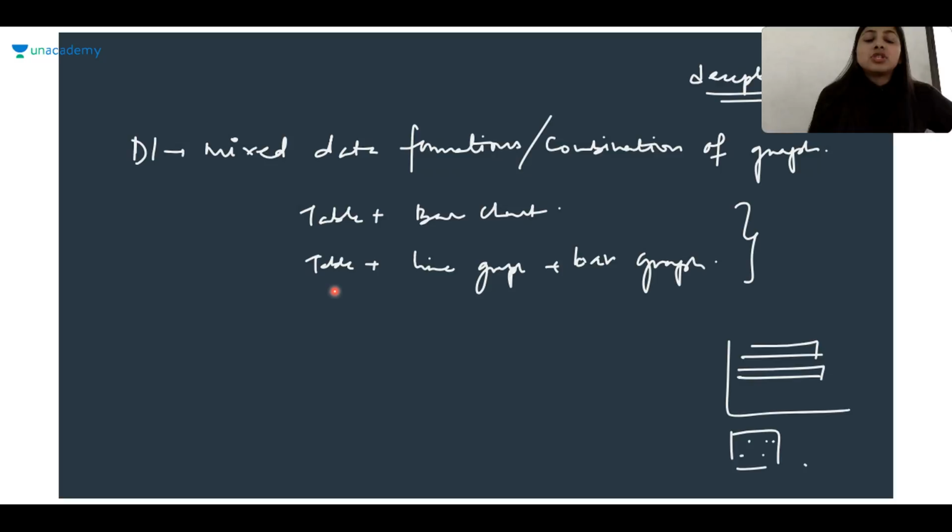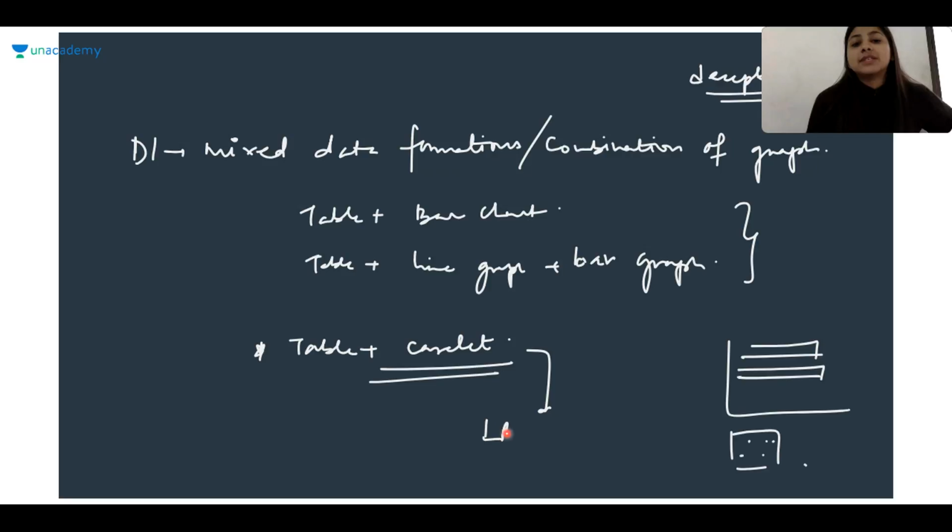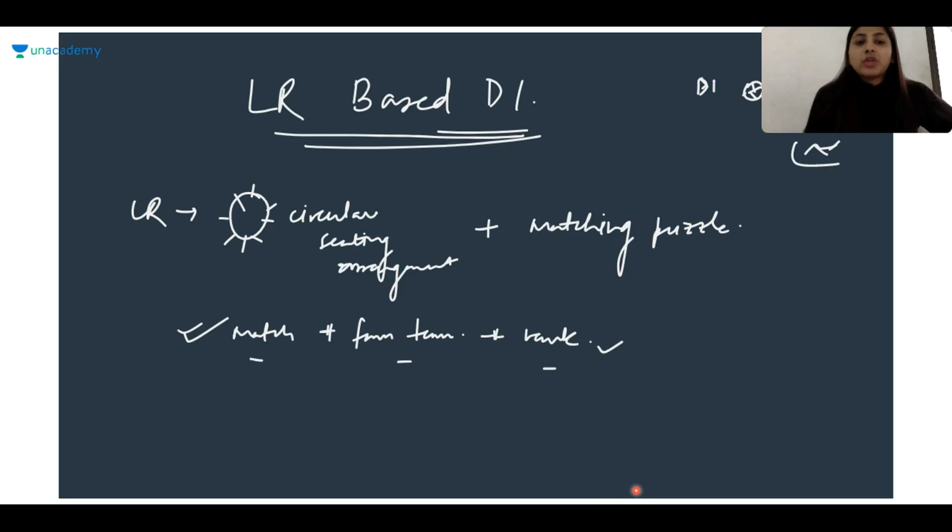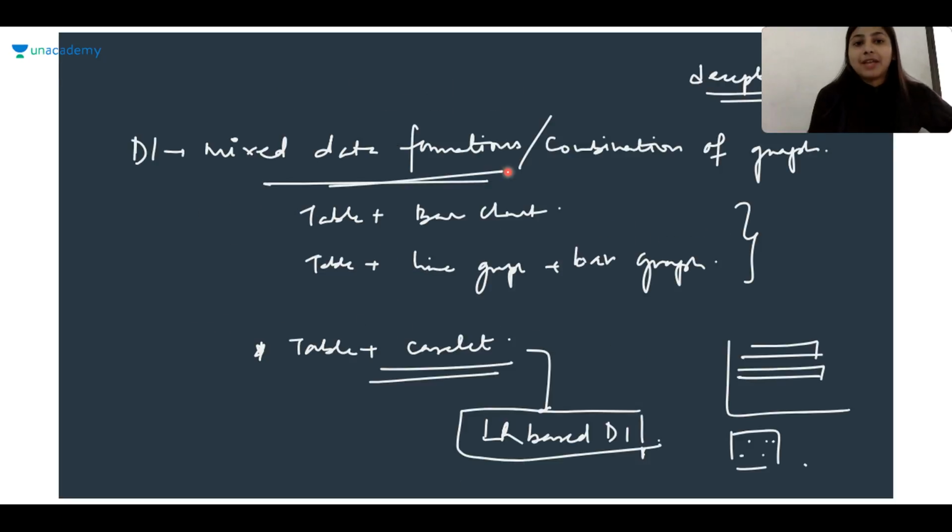All right. So similarly, there is a special type where if you see a table plus caselet, then this type is called LR-based DI. This is the type of question specifically called LR-based DI. That is what I am trying to explain to you here. What is LR-based DI? It is a special case of mixed data format.